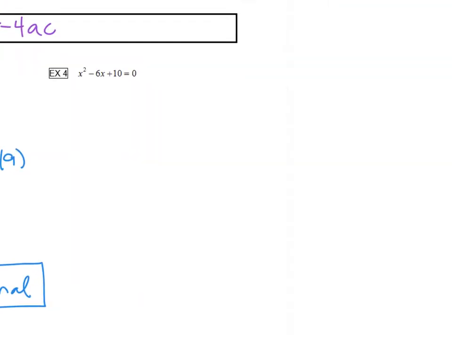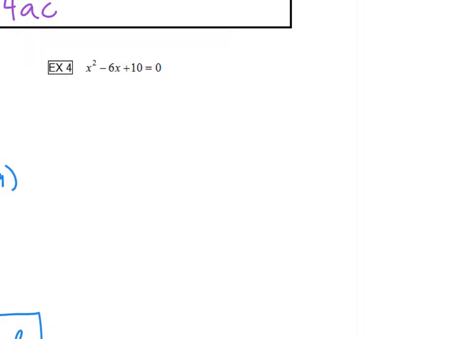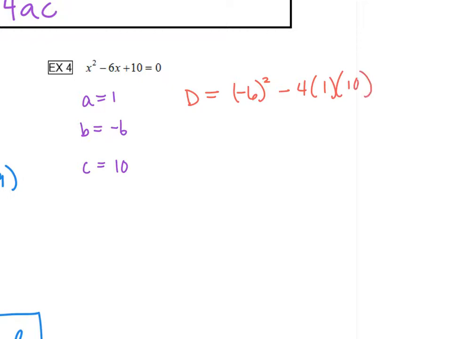All right, next one, nice start again. We've got everything on one side, 0 on the other side. So a is 1, b is -6, and c is 10. So when we set this up in our formula, discriminant equals b squared, so -6 squared, minus 4 times a times c. So -6 squared is a positive 36, and then I check for my negatives.